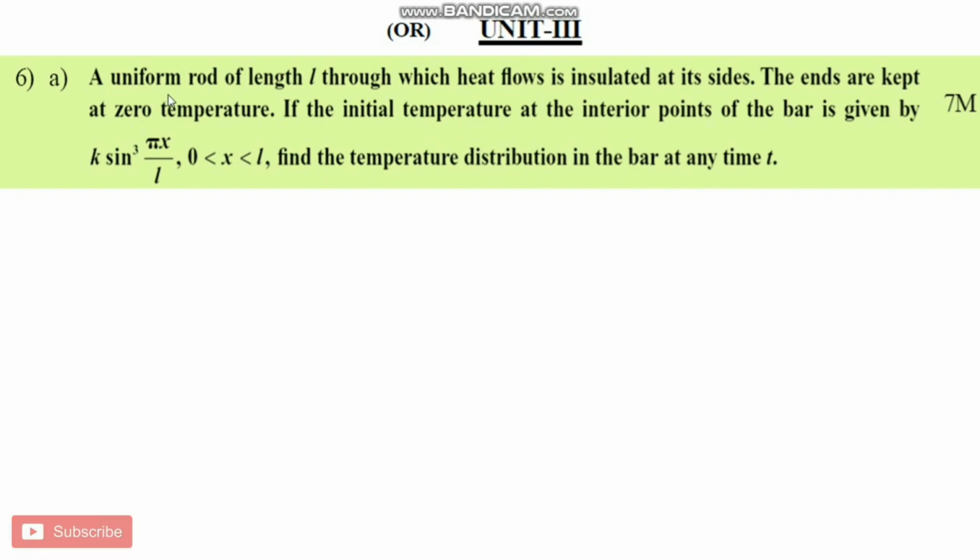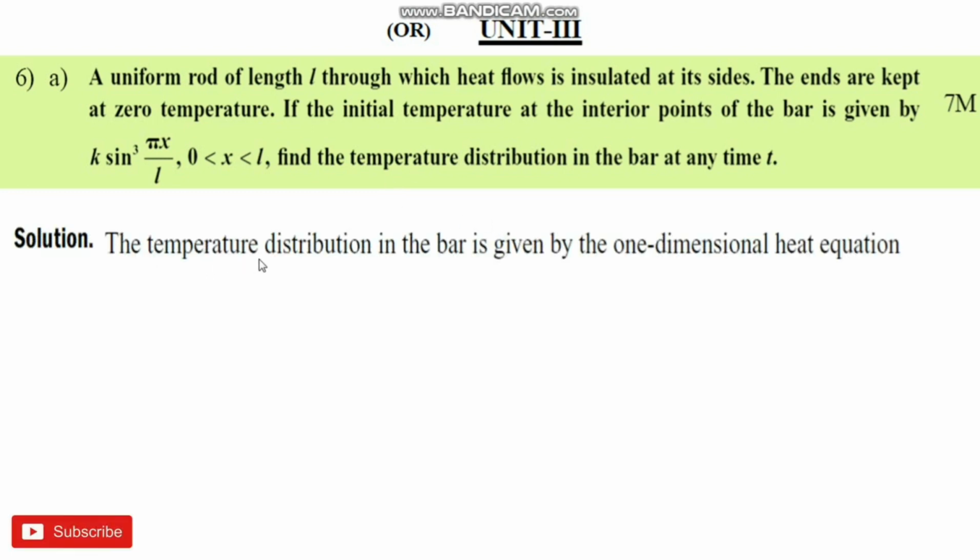A uniform rod is considered. Both ends are kept at 0 degree temperature. Moreover, the initial temperature was given in terms of a sine function. Our objective is to find the temperature distribution in the bar. Let us get into the details of this physical situation. The temperature distribution in the bar is given by the one-dimensional heat equation, ∂u/∂t equals α² ∂²u/∂x².